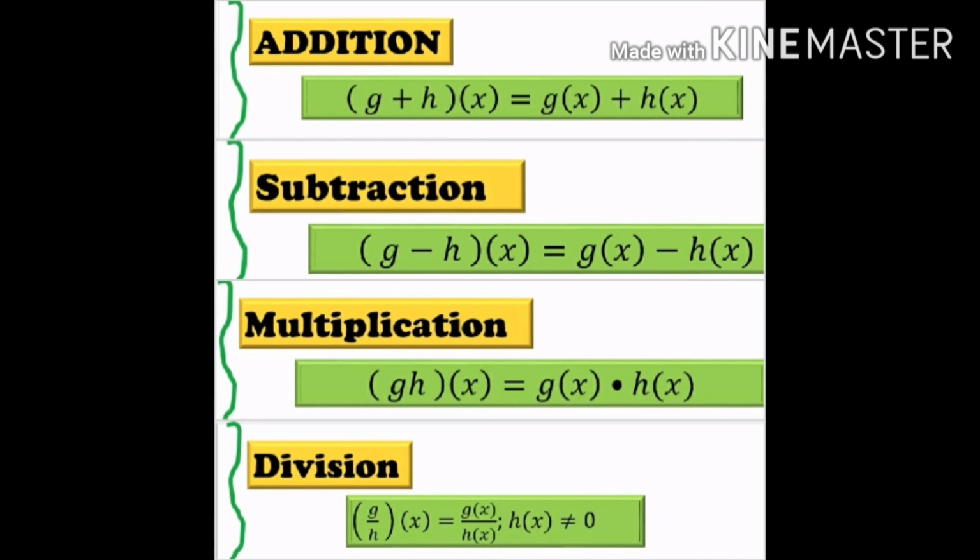Okay, let us recall the operations on function and the formulas.